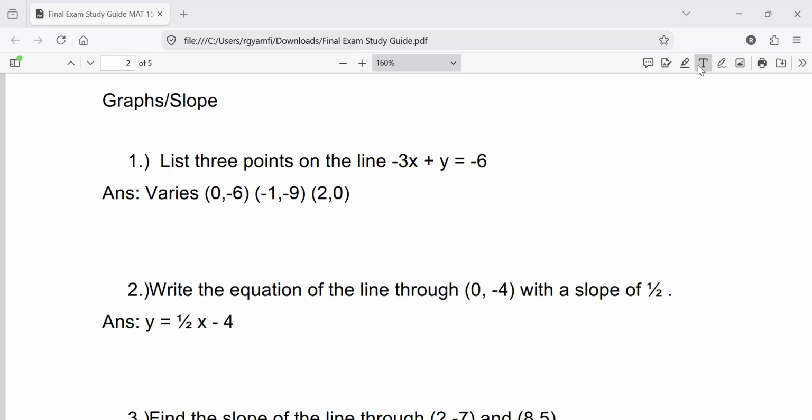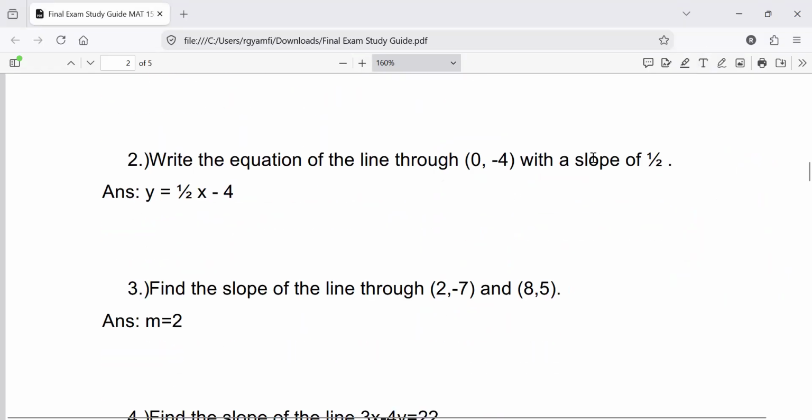Write the equation of the line through 0, 4, 0, negative 4 with a slope of 1/2. So for this one, you've got to remember your y equals mx plus b, which is the slope-intercept form of a line or the slope-intercept equation form of a line.